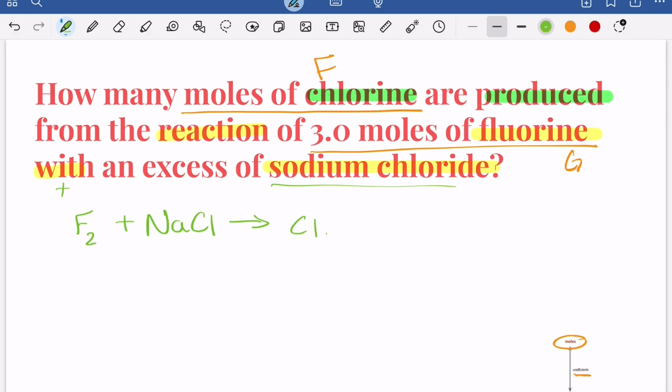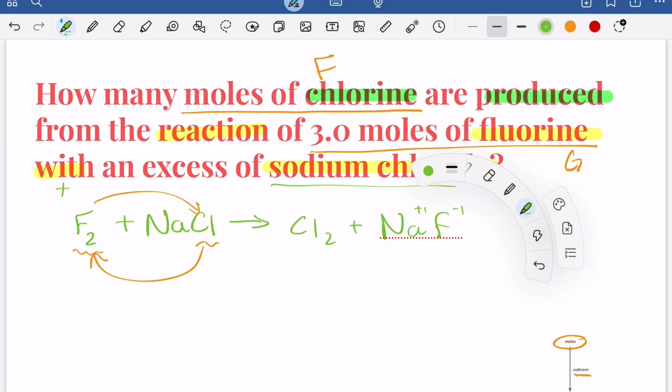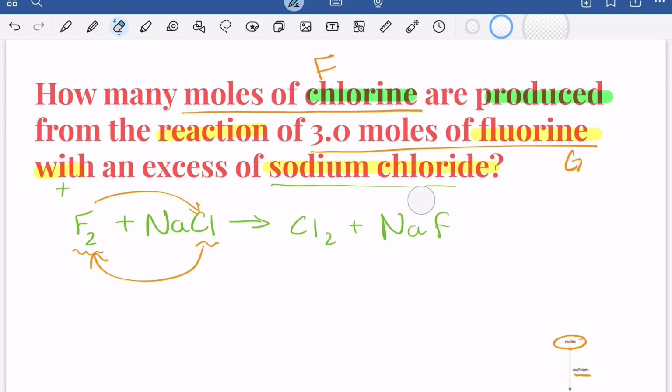It's going to give you Cl, but we know that that has to have something else, right? Where did our Na and our F go? So that's our single replacement reaction, where your fluorine and your chlorine are switching. So Cl plus NaF. Na was +1, F was -1, so it just ends up NaF. All right, so you've written your equation.